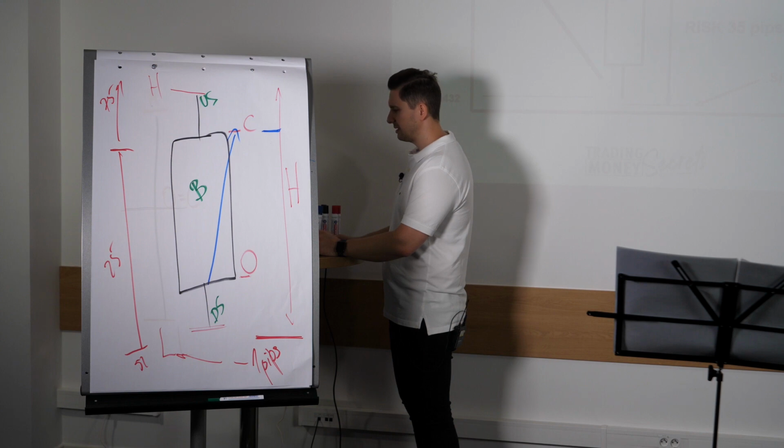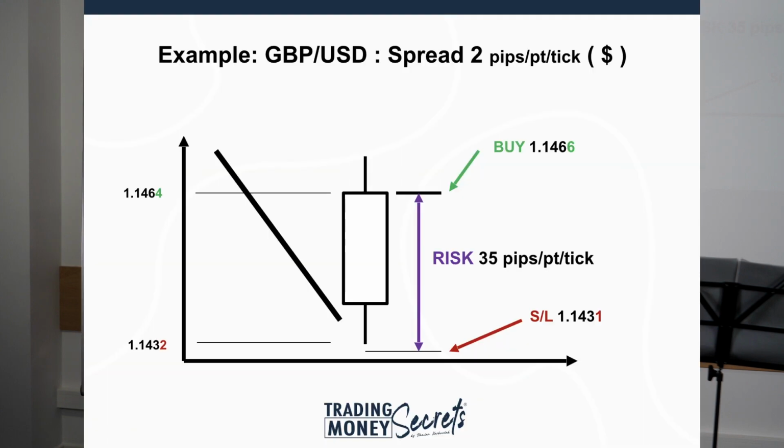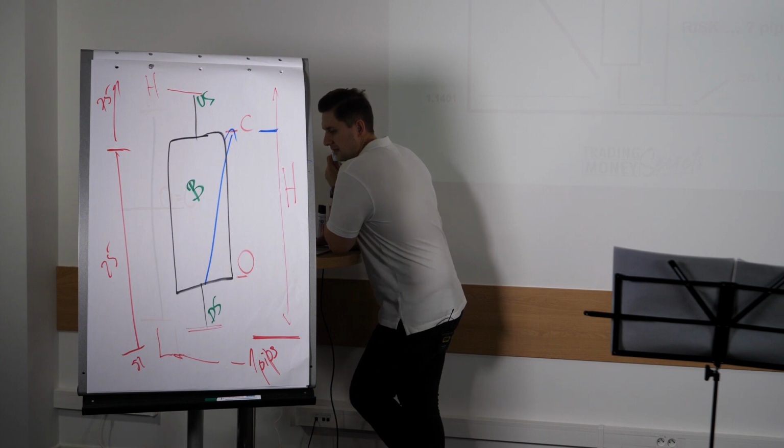The next example is GBP/USD. The spread is also 2. So when your previous candle formation stops at the level 1.1464, you add the spread to the quoted digit, so it will be 1466. Your stop loss is at the level 1 pip below your low, so 1432 minus 1 is 1431. Your risk is the distance between your buy and stop loss, so your risk is about 35 pips. The next one is homework for you.